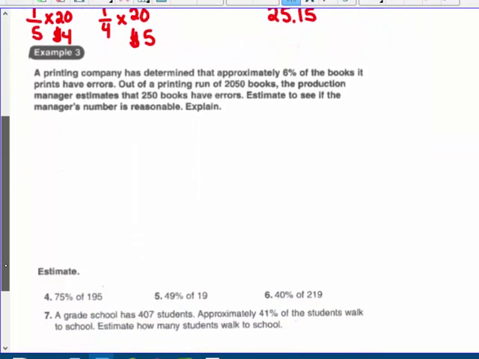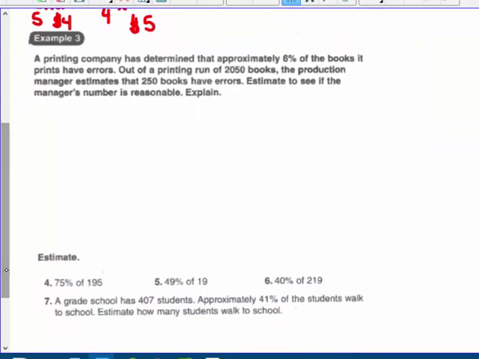A printing company has determined that approximately 6% of the books it prints has some errors in it. Out of a printing run of 2,050 books, the production manager estimates that there are 250 books that have errors in it. Estimate to see if the manager's number is reasonable. Well, 6%, I would say, is about 5%. So I would change that to about 5%. That's an easy number to do. That's 1/20th.